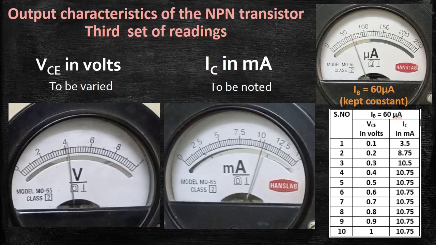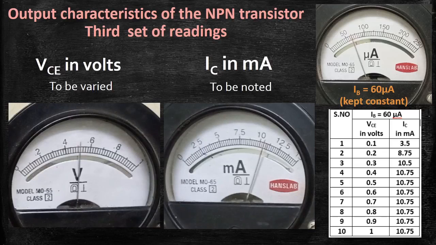It is kept at 0.4. Note down the reading here. Which reading is coinciding? 10, 20, 30, 40, 43rd division is coinciding. 43 into 0.25, 10.75. Now it is going to be increased from 0.4 to 0.5.